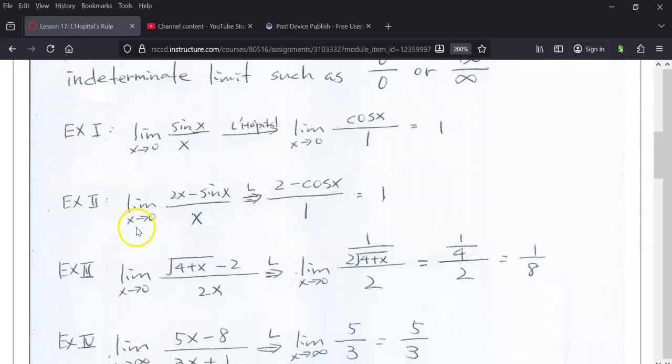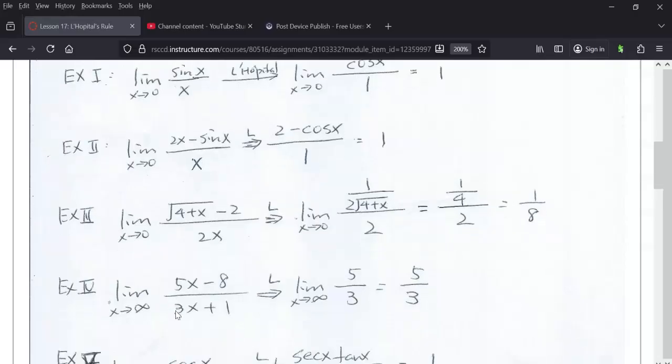All right, same thing. Let's look at example 2. If we go ahead and plug in 0 right now, 2 times 0 minus sine of 0 over 0, this will get you a 0 over 0 situation again. So we're going to apply L'Hopital. Take the derivative of the numerator, you get 2 minus cosine x, and take the derivative of the denominator, which is 1. Now, once again, if we plug in x equals 0, you get 2 minus 1 over 1, which is equal to 1.